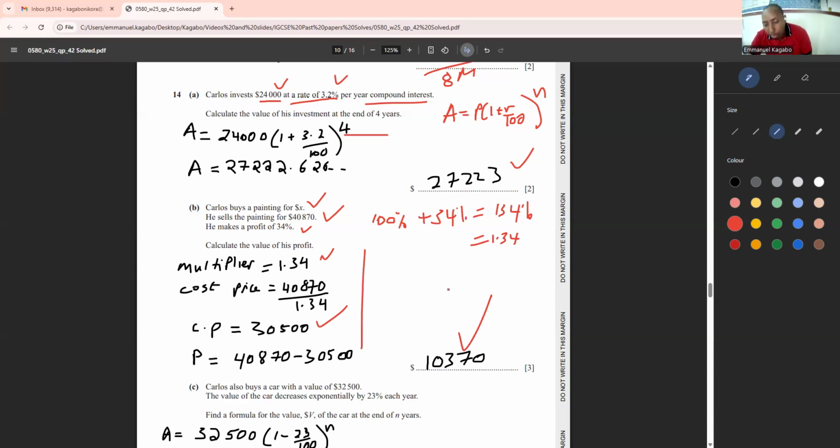But you can also do this using proportions, but right now let me not use that one. You can use proportion. It's very simple. You just simply say 134 is equal to this amount, therefore 34 will be equal to what? Basically, you take this times 34 divided by 134, and that also gives you the profit directly.